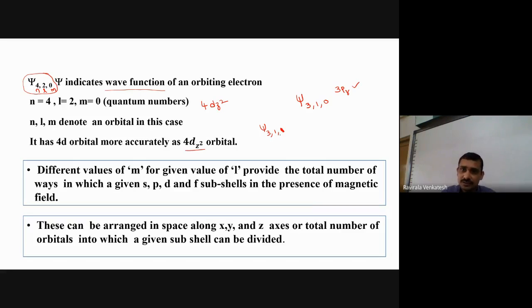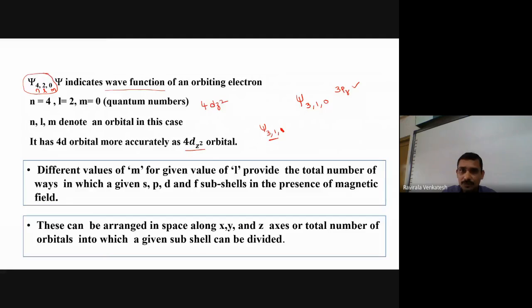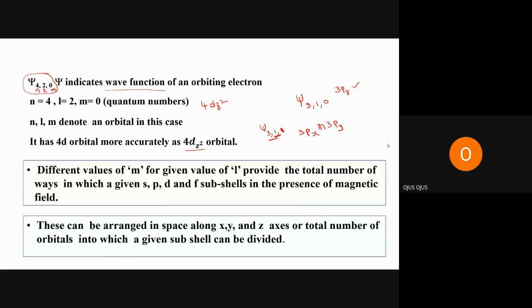Okay. Now for this one, this is the same. 3 for the principal quantum number, write down 3. This is the L value. L is equal to 1 means I have to take P. Now m may be plus 1 or minus 1. If it is plus 1, it may be 3Px or it may be 3Py. Anything is possible. We can't say which. Understood my point, what I am saying here? Yes, sir. Right.